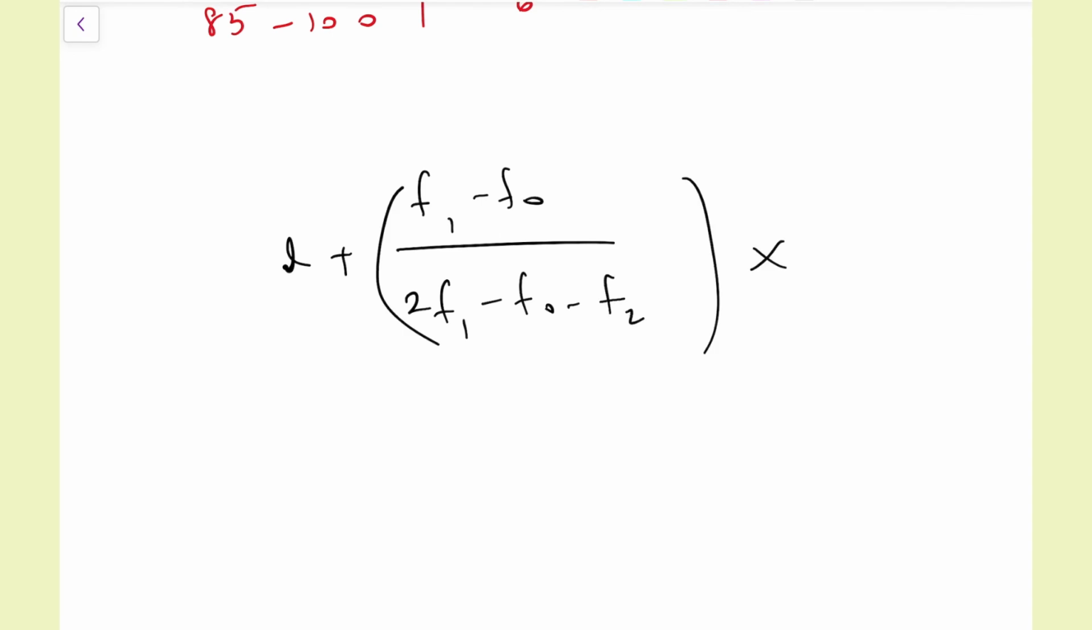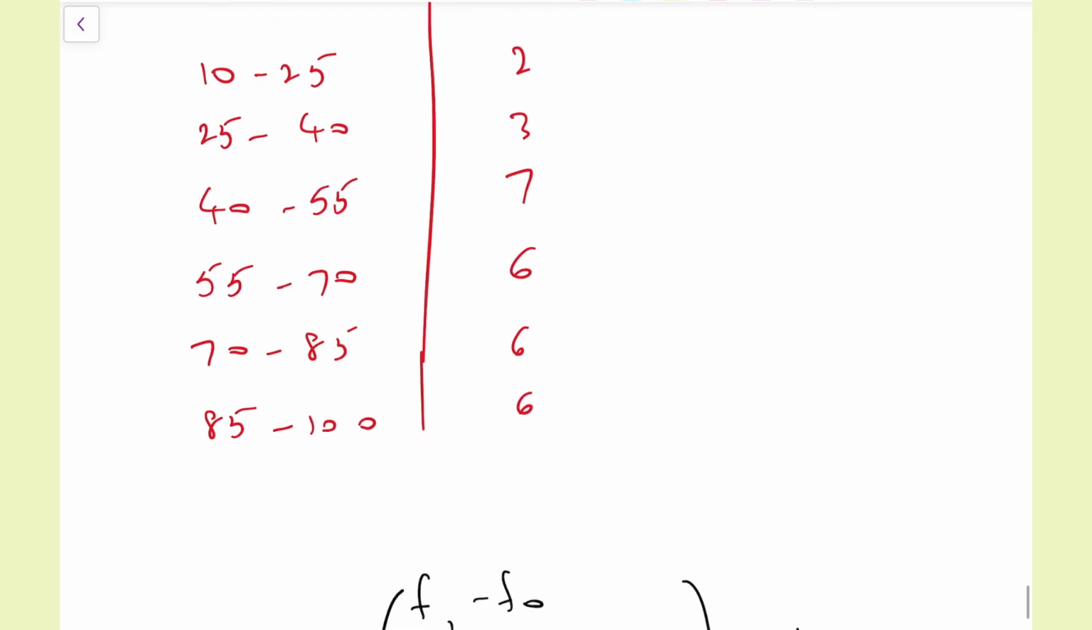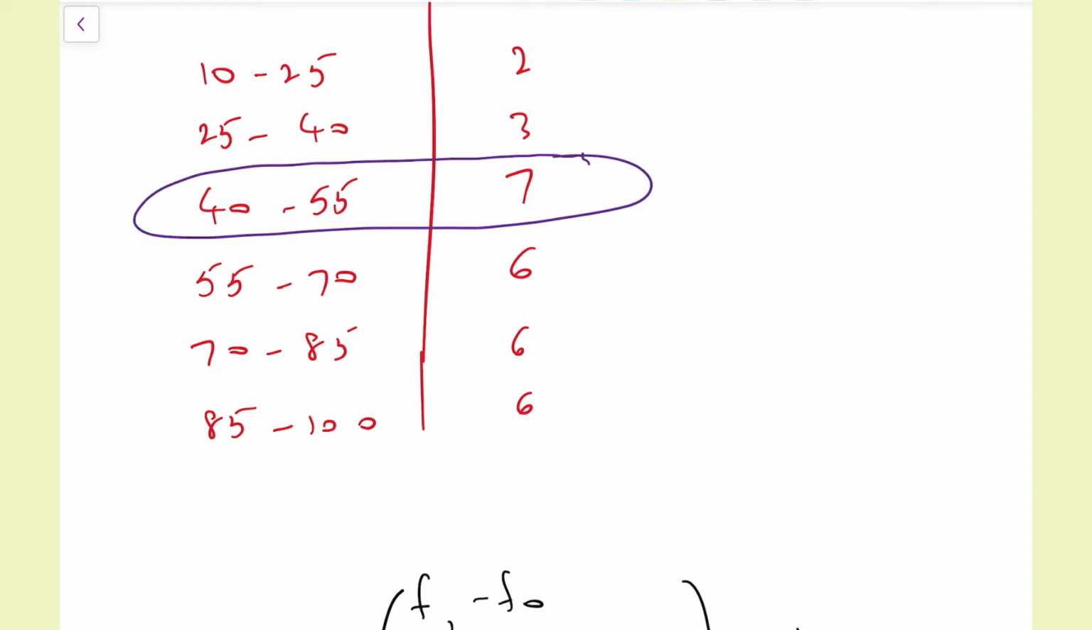So mode formula is L plus F1 minus F0 divided by 2 F1 minus F0 minus F2 into H. Now, what are these F1, F0, F2? In the frequencies, which is the biggest number? 7 is bigger, right? So that row you circle. This 7 is F1, previous is F0, after is F2. This is L.